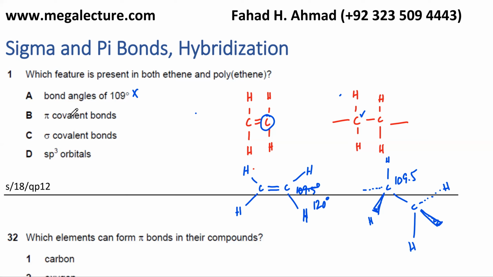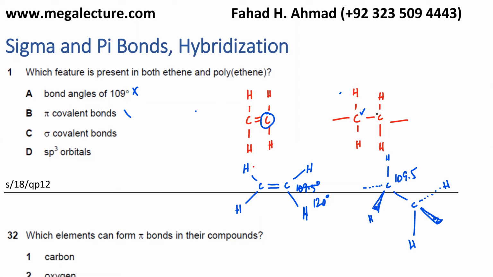Let's talk about pi covalent bonds. Whenever there's a double bond, that means there's a sigma bond plus a pi bond. Over here, there is no double bond, so there is no pi bond. So that is also incorrect. Both of them have sigma bonds because the first bond that's formed between atoms is always a sigma bond. So both of them have sigma bonds, but this one has an additional pi bond. So option C is correct.